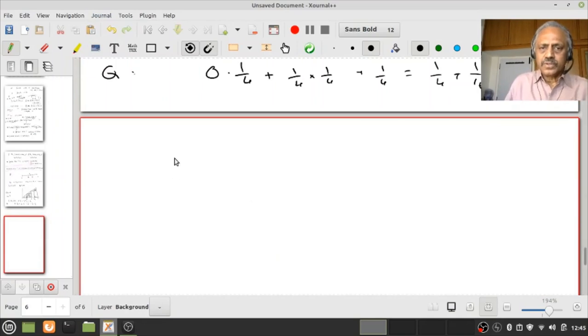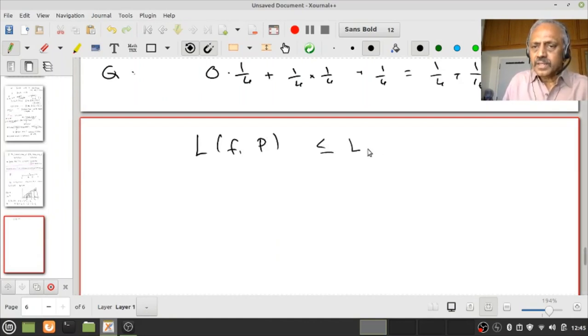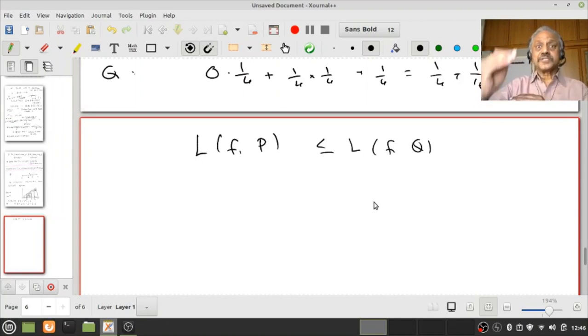So this picture suggests L(f,P) is less than or equal to L(f,Q). Okay, the proof is utterly trivial, but the geometry is very interesting. That is, if I take a finer partition, I seem to get a better approximation to the area under the graph from the inside. I can keep on improving the result. You understand? How do you prove this?